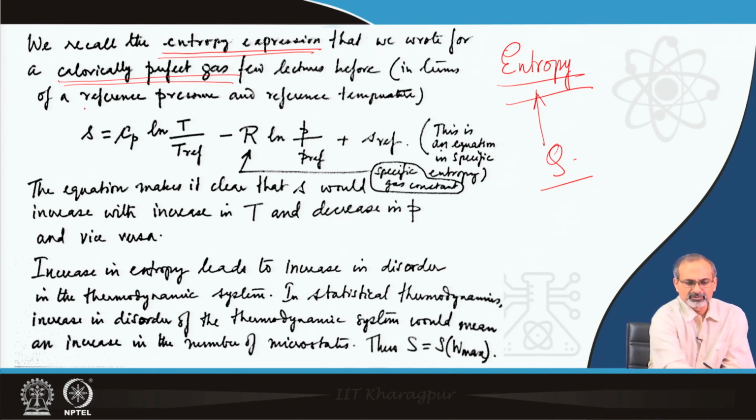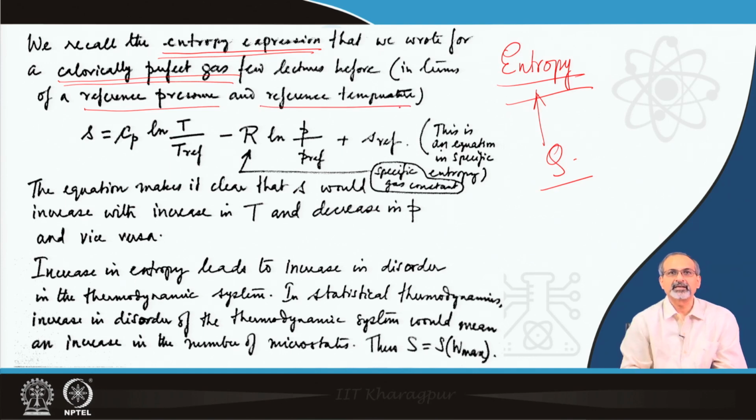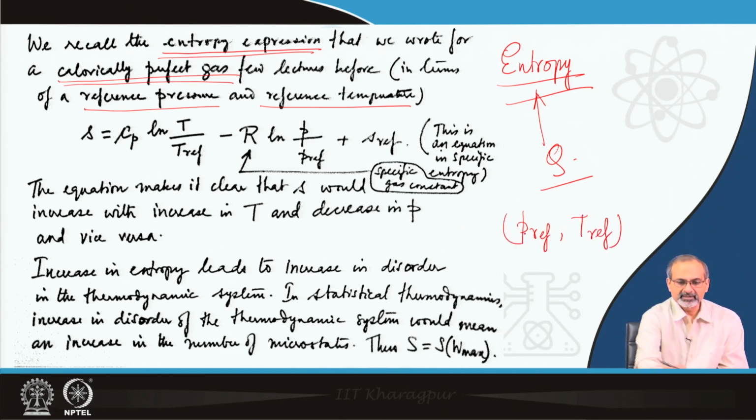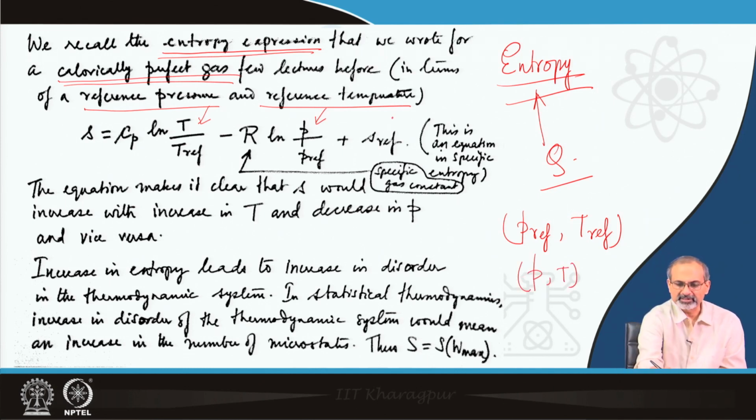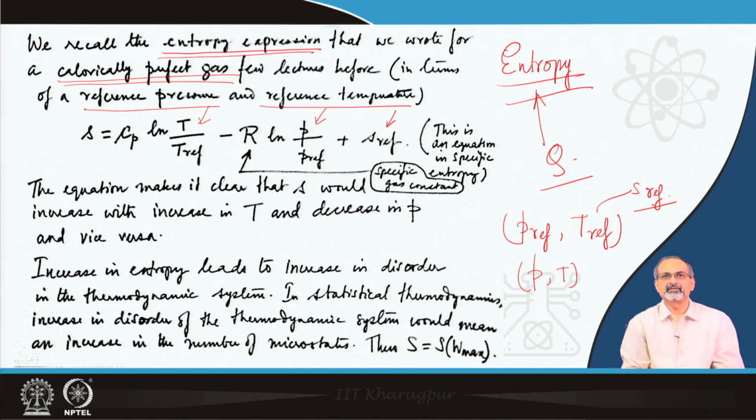And here we are of course expressing it in terms of some reference pressure and reference temperature. So, we have a reference state basically, where the pressure and the temperatures can be represented like this, and then we have let us say a final state where the pressure and temperature would be P and T, represented by this entropy equation. Again at the reference state, the corresponding specific entropy is given by S ref.